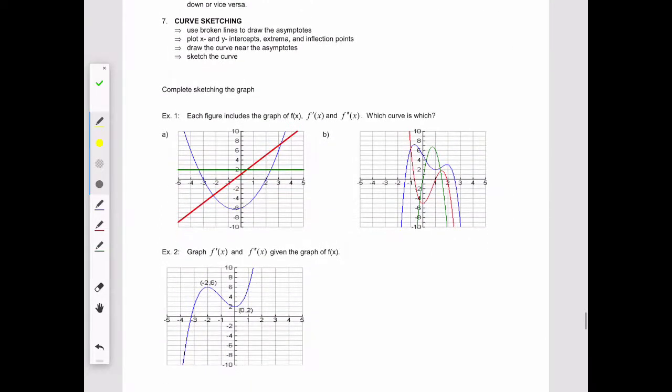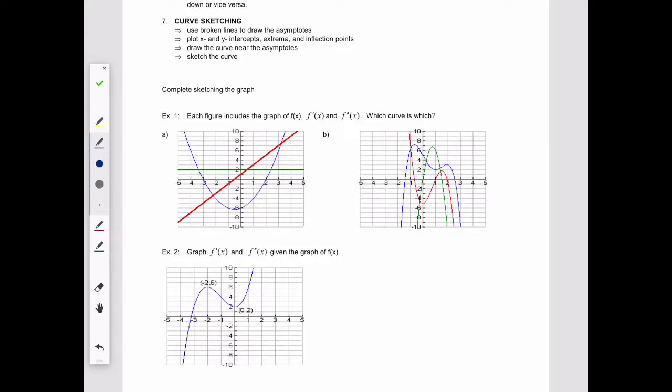For the curve sketching, especially for this assignment, I want a lot of detail. I want to see the dashed lines for the asymptotes. I want to see the x and y intercepts plotted and labeled properly. I want to see the critical points labeled with the values as well, and the inflection points labeled with the value as well. Okay, so let's do an example.